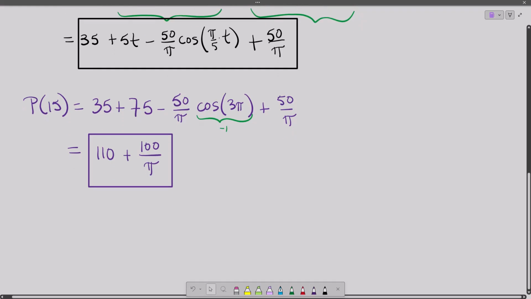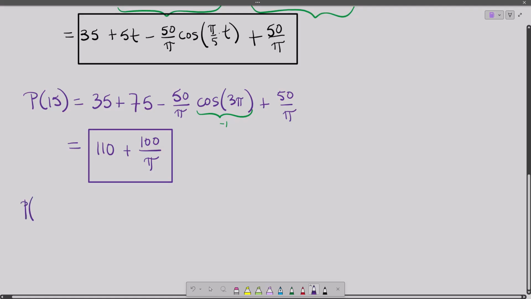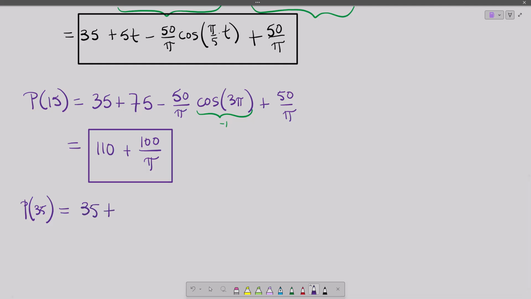P of 35. Maybe we won't write this all the way up. So this is going to be 35 plus 5 times 35. I'll just write this out. If you want to simplify, you can. I think you get the idea, though. So you're just going to replace the t with the 35, combine all the constants. If you are asked for an approximation, then you are going to plug it into your calculator and round to the nearest fox.